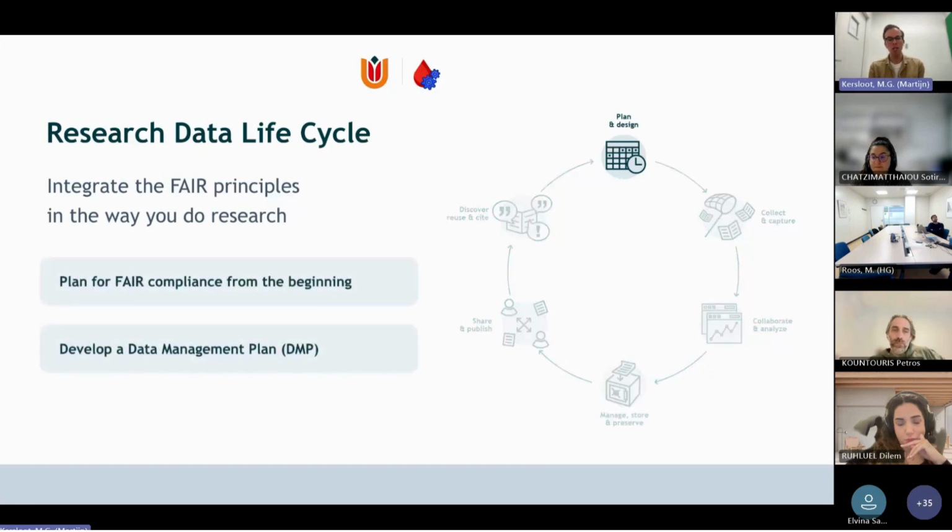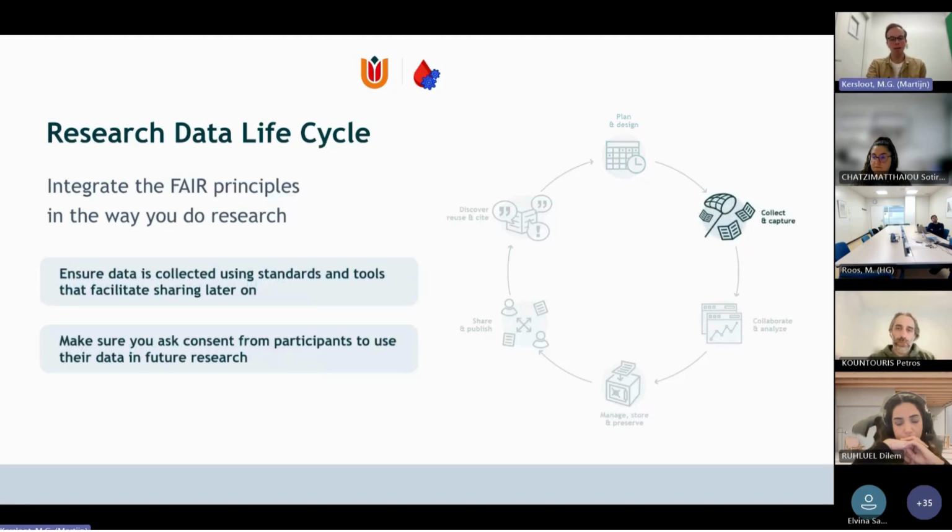If you plan and design your research project, you can already start planning for complying to these FAIR principles from the beginning. Most people do that by developing a data management plan. In this data management plan, you describe how you should handle your data, how you're going to describe your data later on, how you're going to make it available, or if you're going to make it available for others for reuse. So that's the first step.